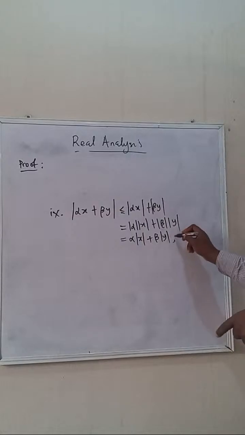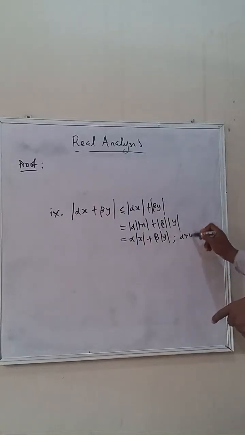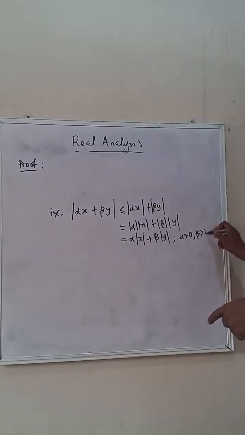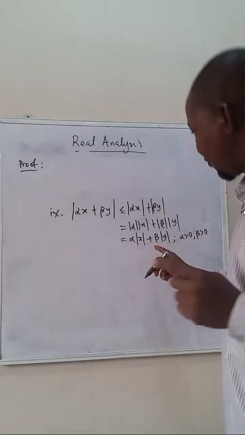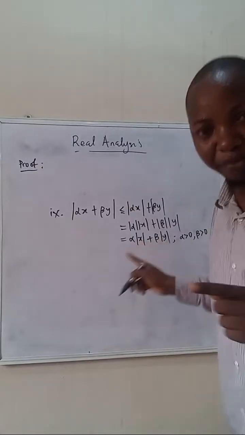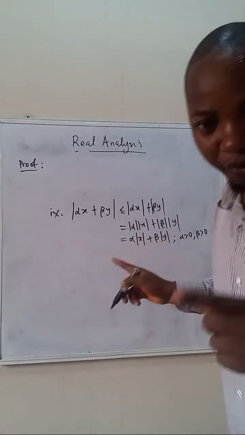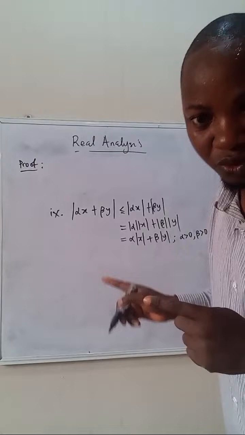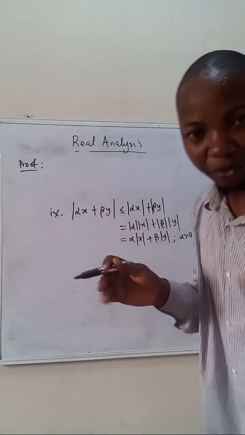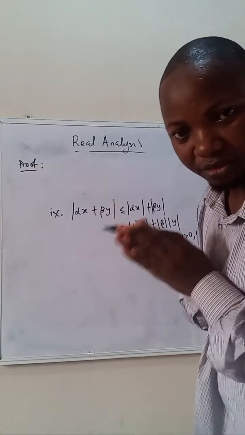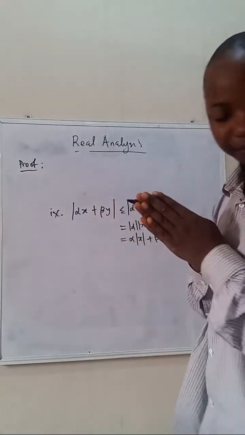But then I must write the condition that alpha is greater than 0 and beta is greater than 0. Okay, because sometimes the variable x here may be a vector. Variables x and y sometimes may be vectors. Okay, so that is that. So let's have some of the proof of those properties before we move on to another thing.